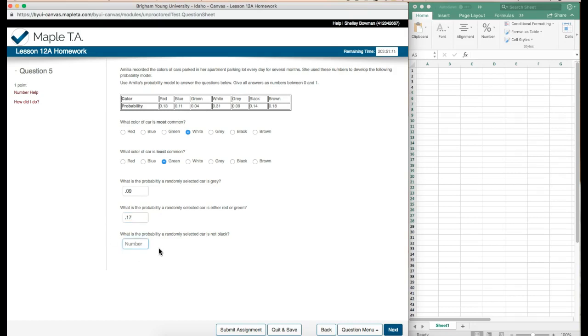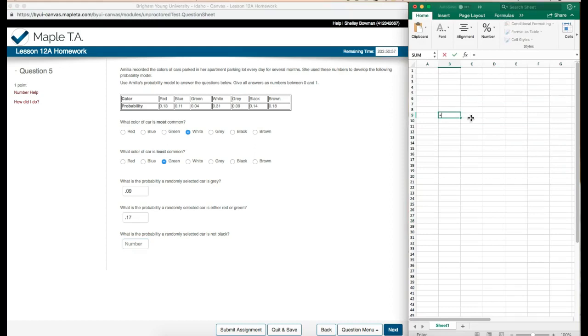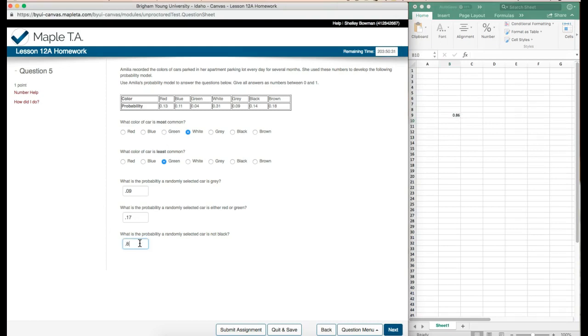And then the last one says, what is the probability a randomly selected car is not black? So I want to take all of these other ones, but not the black one. And I have two ways I can do this. The first way is just to go ahead and add all of those together. 0.13 plus 0.11 plus 0.04 plus 0.31 plus 0.09 plus 0.18. Did I get them all? Okay, so we have the probability of 0.86.